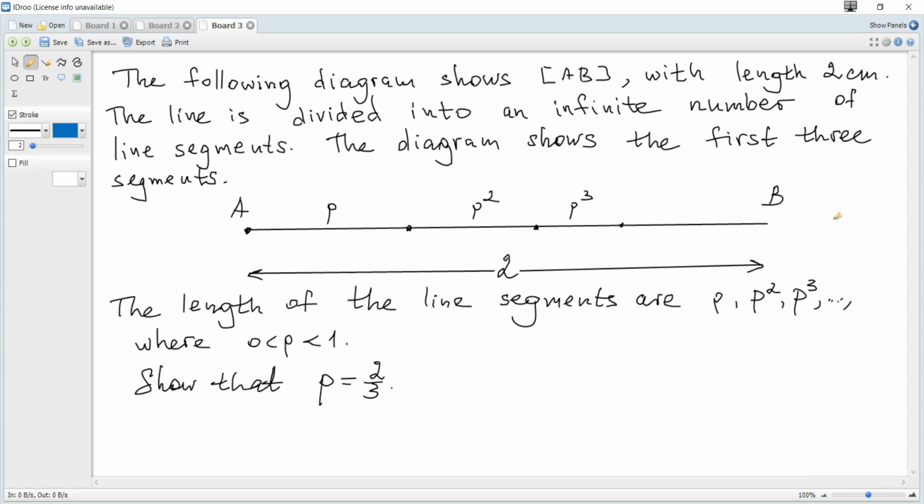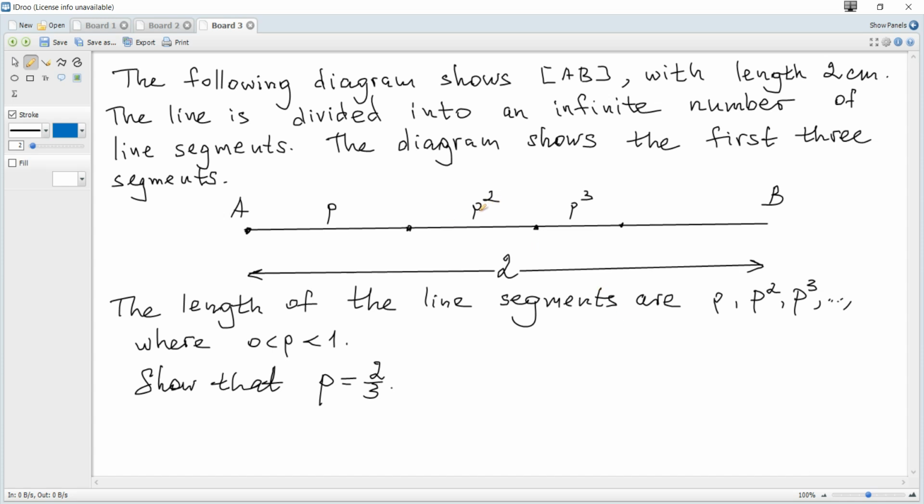The following diagram shows a line segment AB with length 2 centimeters. The line is divided into an infinite number of line segments. The diagram shows the first 3 segments. The lengths of the line segments are p, p squared, p cubed, and so on, where p is greater than 0 and less than 1. Show that p is equal to 2/3.